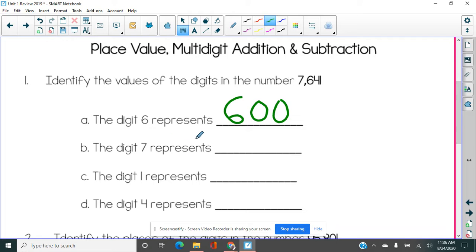The 7 is in the thousands place, so it is worth 7,000. The 1 is in the ones place, so it's just worth 1. What do you think the 4 is worth? You said 40. You are correct because it's worth 4 groups in the tens place.